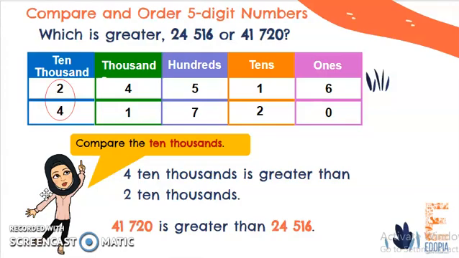For comparison, our first step is to put the digits into their place values. Like 24,516, this 2 here is its place value with 10,000, 4 under thousands, 5 under hundreds, 1 under tens and 6 under ones. We start comparing with the greatest place values. Here, in 10,000, we have 2 and 4. 4 10,000s is greater than 2 10,000s. This means the number 41,720 is greater than 24,516.